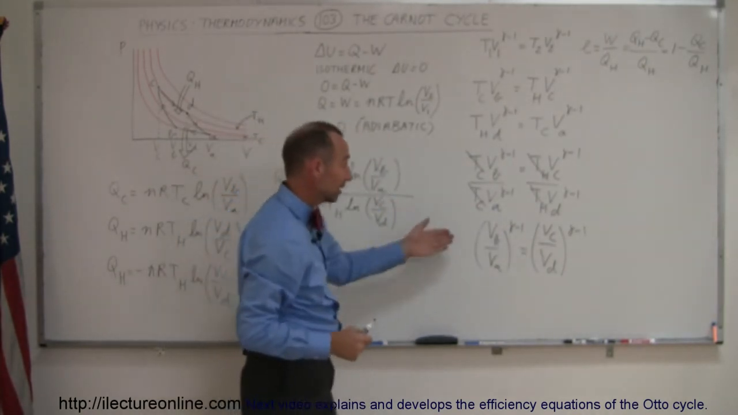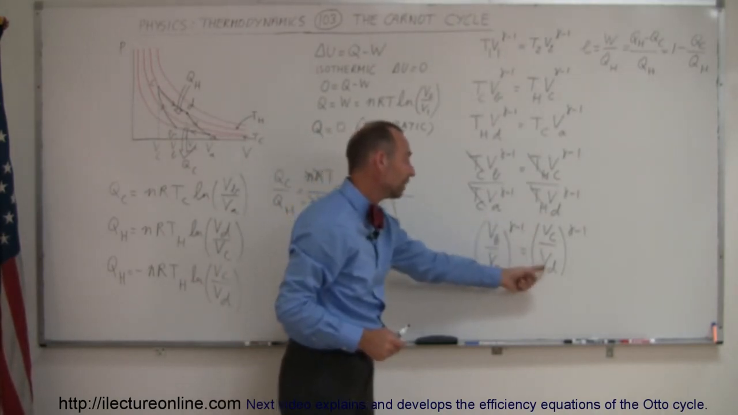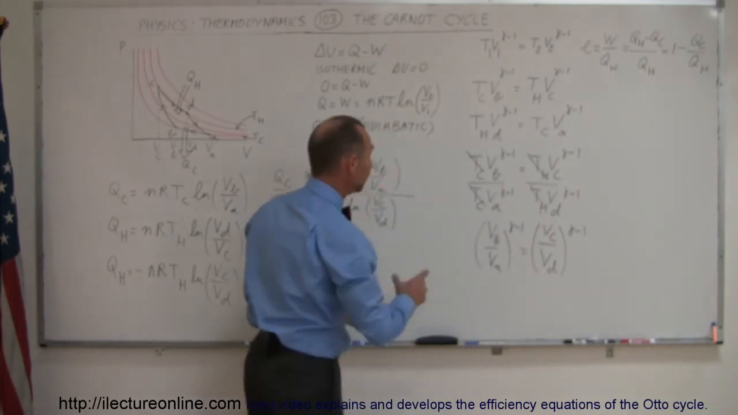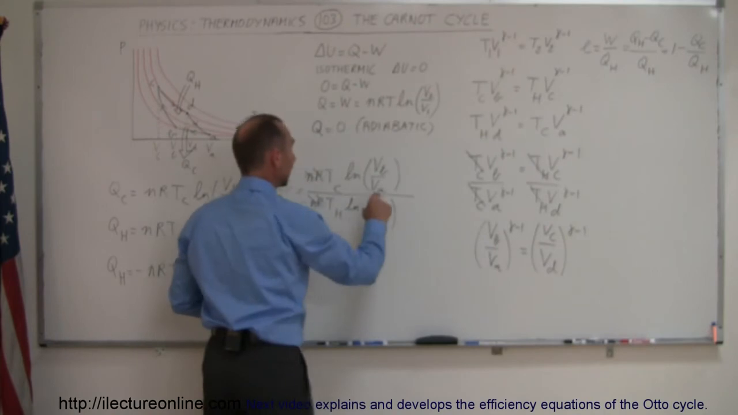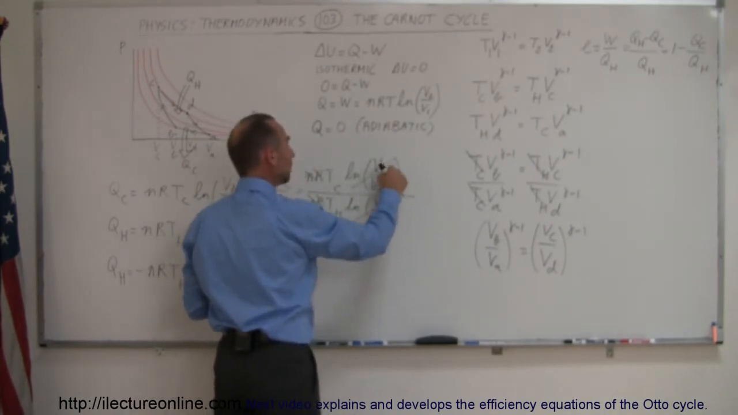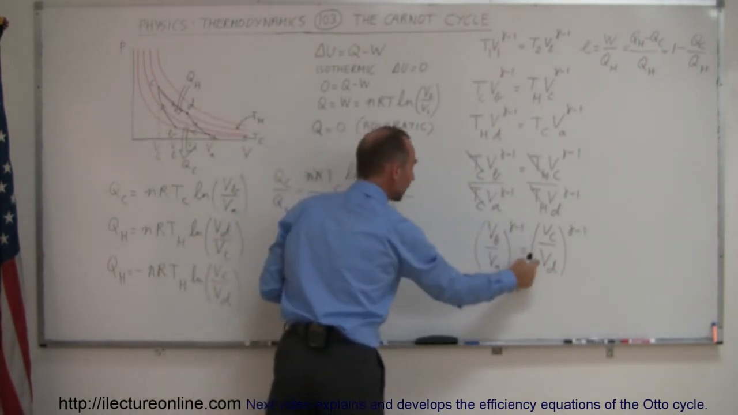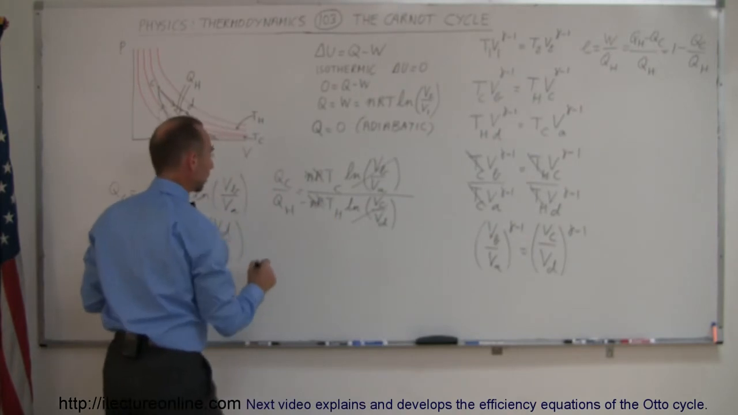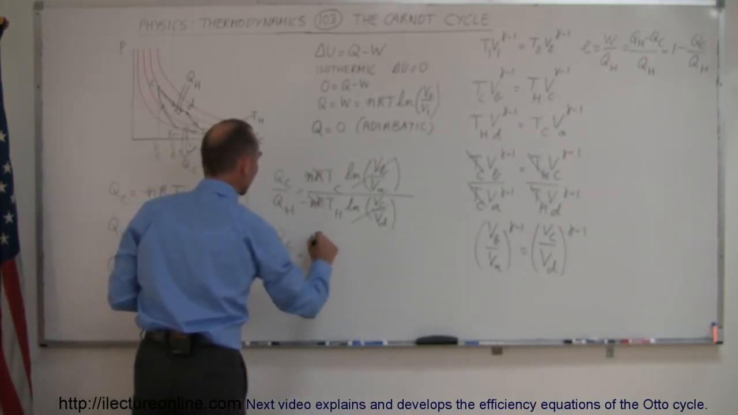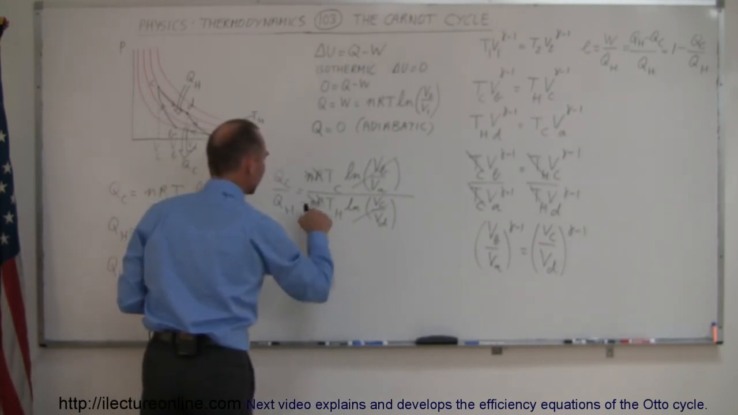And you could say here then that if Vb over Va to the gamma minus 1 equals Vc over Vd to the gamma minus 1, that these ratios have to be equal to each other. If those two ratios have to be equal to each other, then this has to be equal to that, and those cancel out. Because Vb over Va is equal to Vc over Vd, which I have over here. And then I look at this equation, I can write that Qc over Qh is equal to Tc over Th. Of course, don't forget the minus over there.